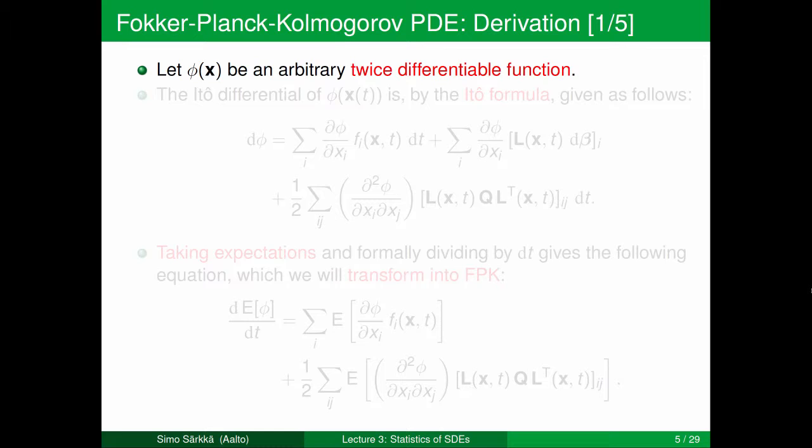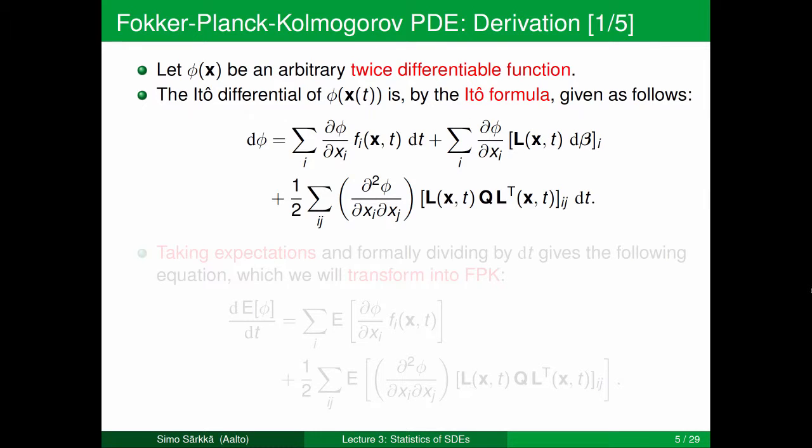Let's now derive the Fokker-Planck-Kolmogorov equation, which is the partial differential equation for the state of an SDE. Let phi of x be an arbitrary twice differentiable function. Then, if we use the Ito formula, we can write down the Ito differential of phi as follows. d phi is equal to the summation of partial derivatives of phi with respect to each of the x variables times the corresponding fi's dt, plus the summation over the same partial derivatives times the corresponding dimensions of L times d beta, plus half times the second derivatives of phi with respect to each of the pairs of x's times the elements of matrix L Q L transpose, times dt.